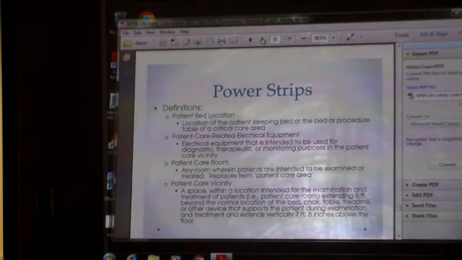And then a patient care vicinity is a space within a location intended for the examination and treatment of patients. The only real patient care vicinity we have here is the way PT is set up. That would be classified as a patient care vicinity, where their office is.